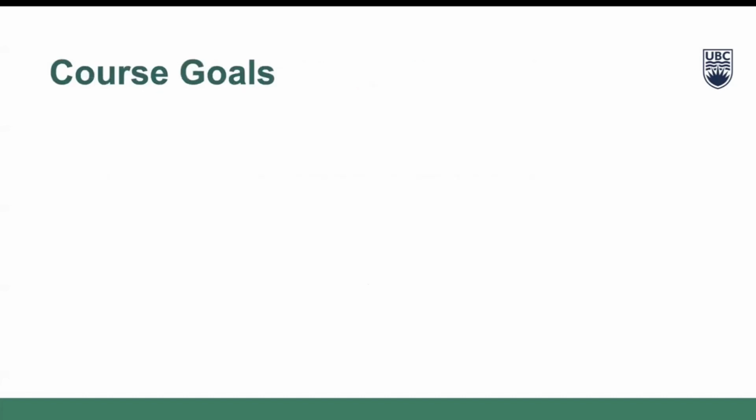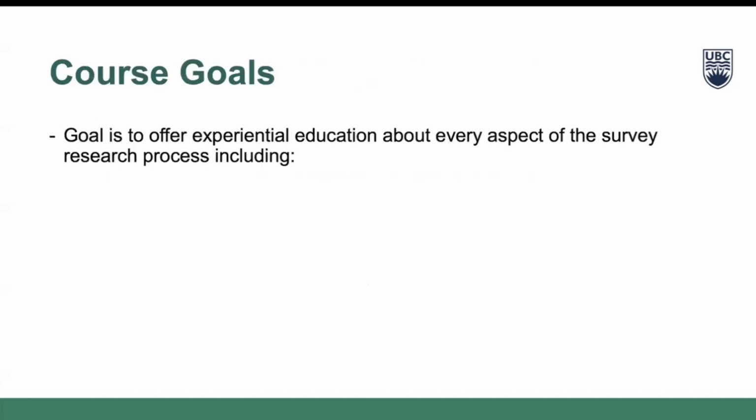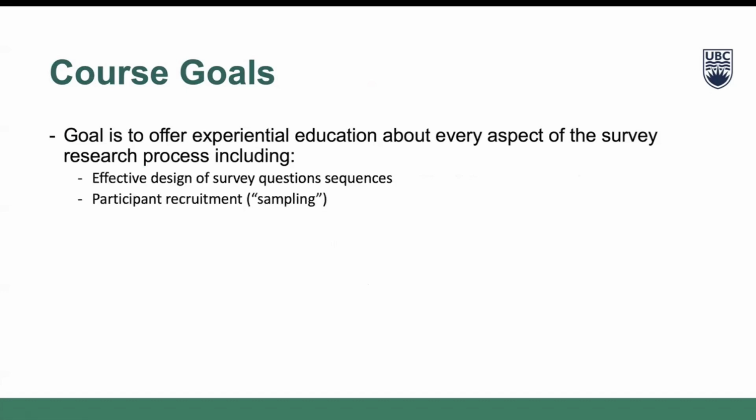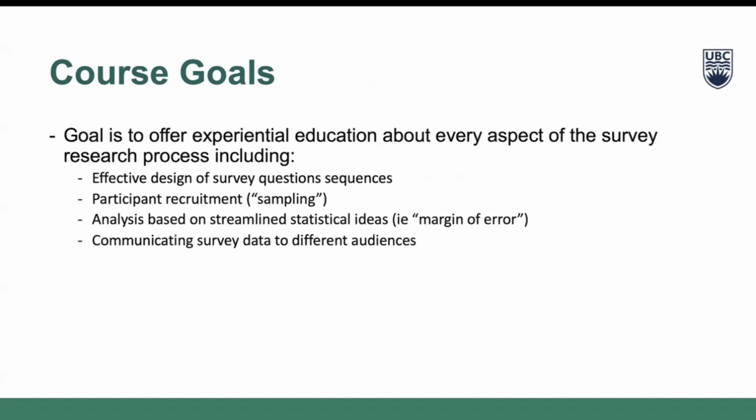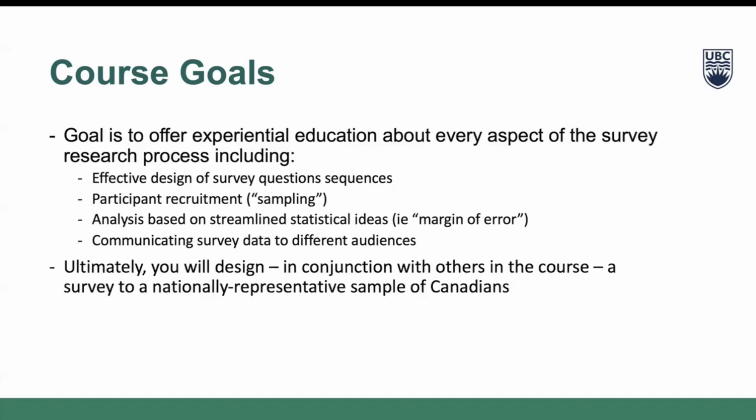So what we want to do in this course is a couple of things. We want to offer an experiential education about pretty much every aspect of the survey research process. That includes how to effectively design survey questions and question sequences, how to recruit participants, and the various strengths and weaknesses of different sampling methods that we could use, how to do analysis based on some streamlined statistical ideas, so things like margin of error and statistical uncertainty, and lastly, how to communicate survey data to different audiences. Ultimately, we're going to talk about how to do all those kinds of things.